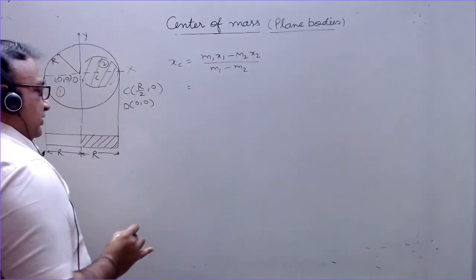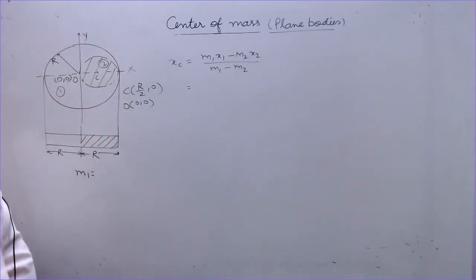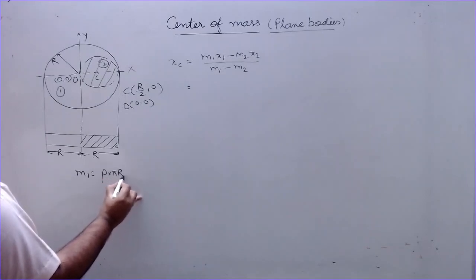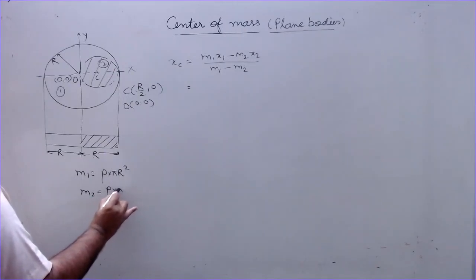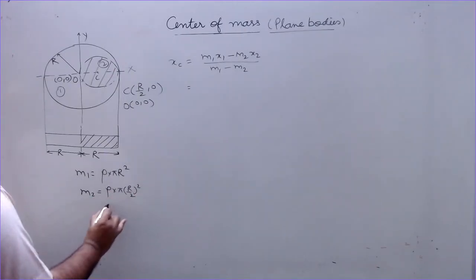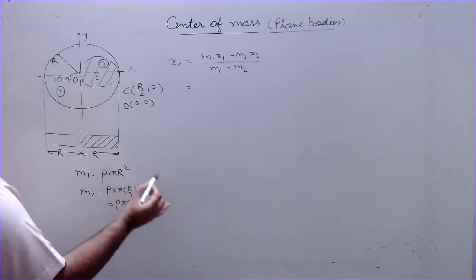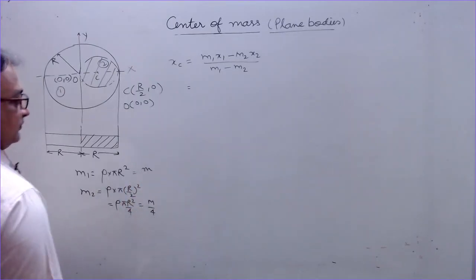So what is m1, what is m2? m1 is the mass of the original body. I can write the mass in terms of area into mass density. Mass density is constant for the whole body, so m1 is rho into pi r square, whereas m2 is rho into pi (r by 2) whole square, rho pi r square by 4. So if I write m1 as equal to m, this will be m by 4.